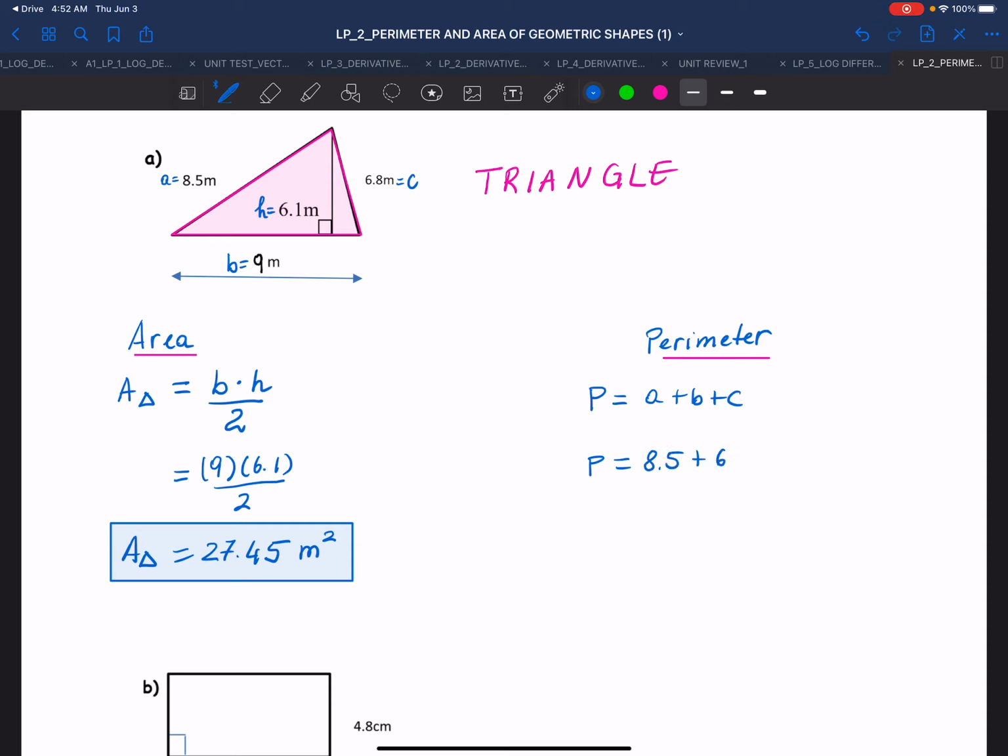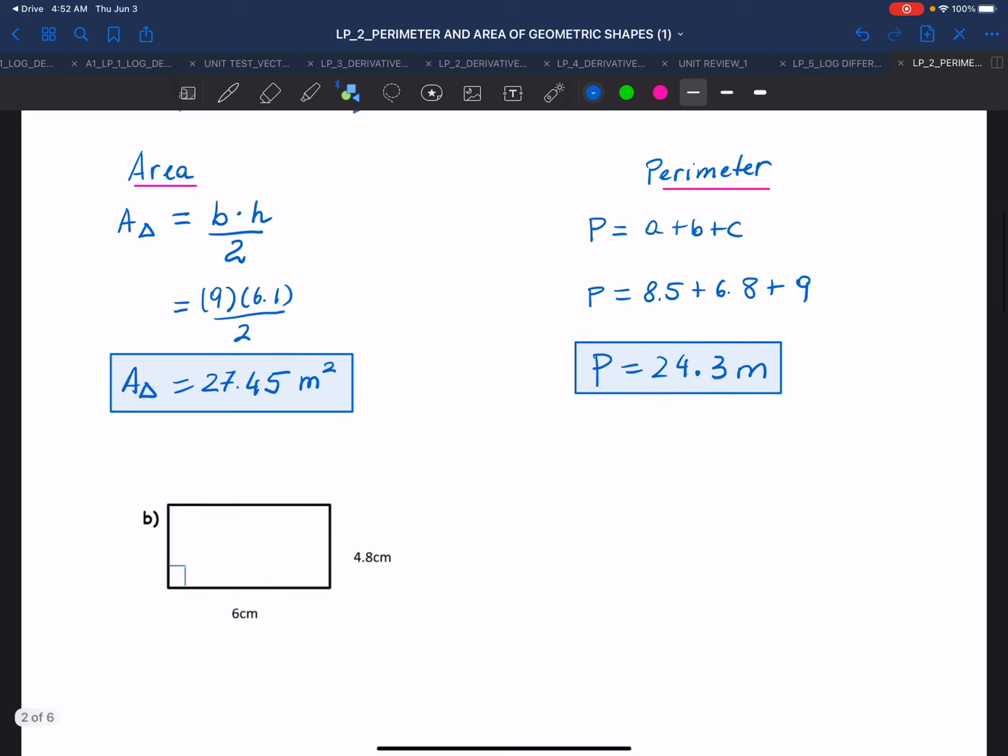All right, so perimeter is a plus b plus c, or 8.5 plus 6.8 plus 9. Perimeter equals 8.5 plus 6.8, which is 15.3, plus 9, which is 24.3. Think about the unit measurements. We're measuring length, so meters. And done.